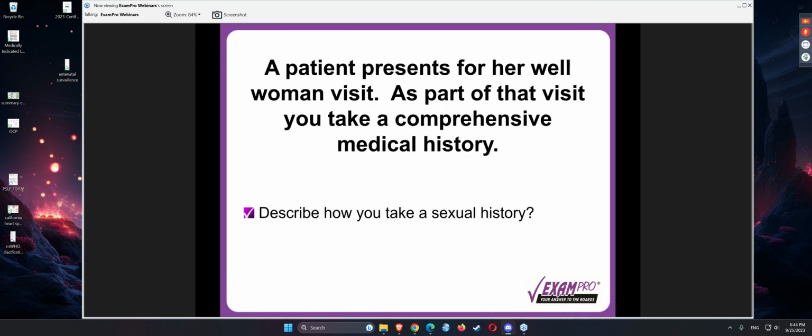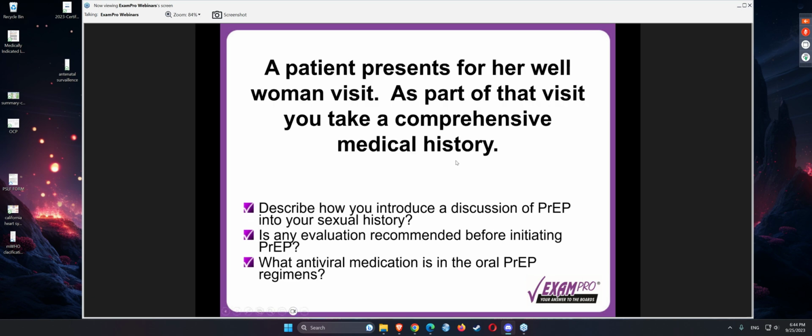Now, when we start talking about initiating it, generally there are going to be some risk factors involved, and so testing for STIs would be appropriate. HIV in particular absolutely has to be done. Also, because of these medications and some of the potential side effects, you should check renal function, hepatitis B status, any history of bone disease, and lipids. These would be the recommendations before initiating PrEP.